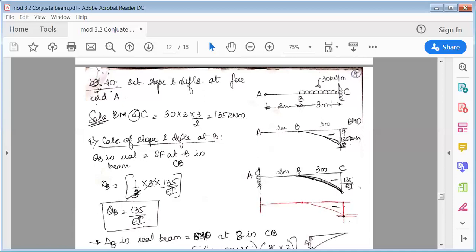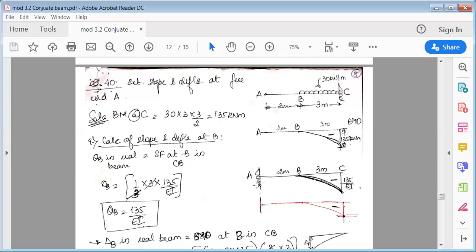Now between B and C there is a UDL, so you have to show this as a parabolic curve, on the negative side, because it's a cantilever and the forces act downward like this. So the bending moment will be negative. This is the M over EI diagram. The matter of interest is the M over EI diagram, because you have to divide the ordinates by the EI value.